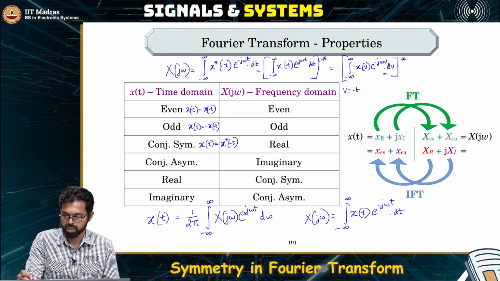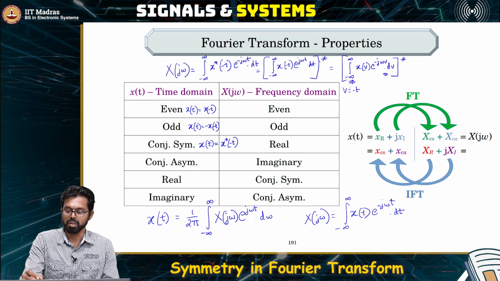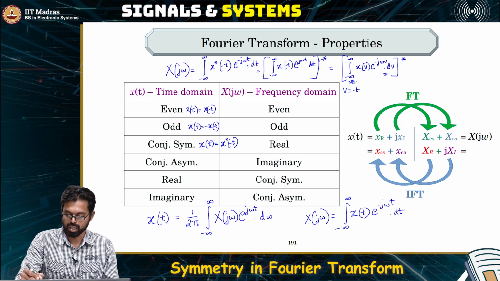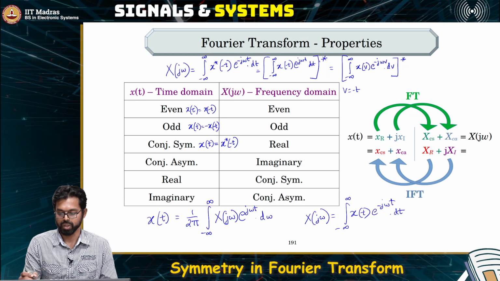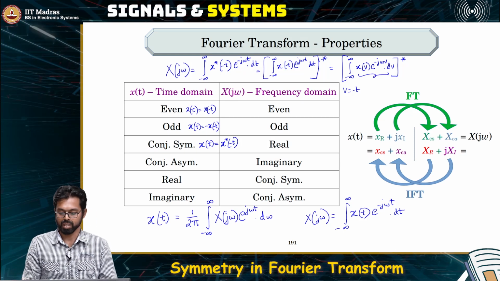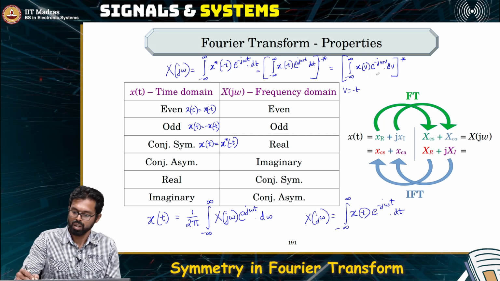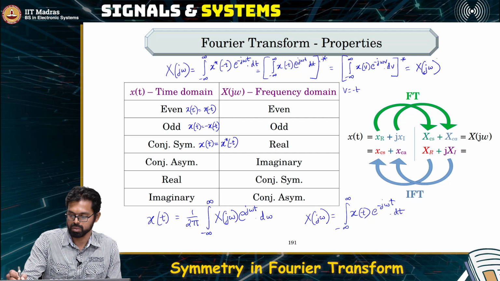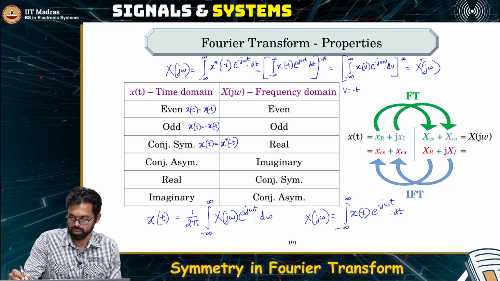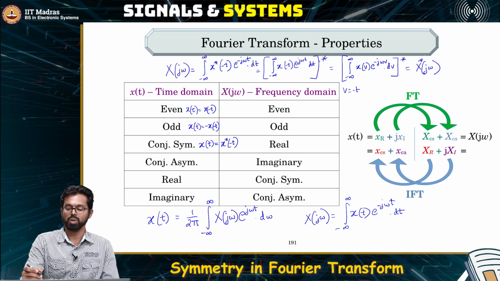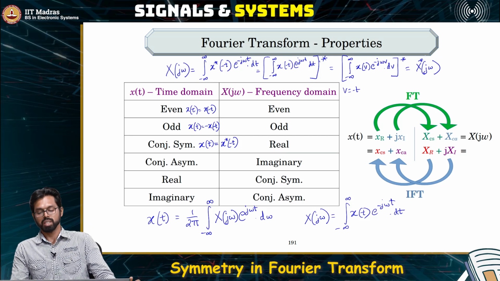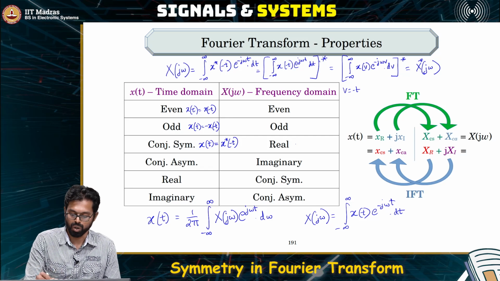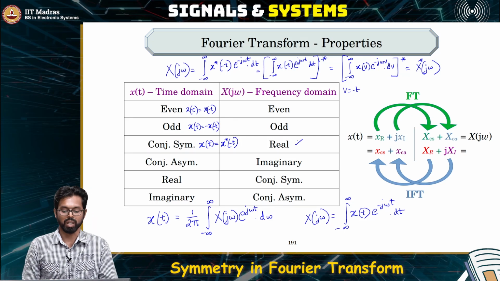There is a sign change here and the limits also change, so the sign changes get cancelled out. So finally this is what we have. This is exactly equal to the Fourier transform of the original signal, which gives us that the conjugate of the spectrum is equal to the spectrum itself, which can happen only when the spectrum is a real signal, right? Only for a real signal, its conjugate is equal to itself. So which automatically means that the spectrum is now real.